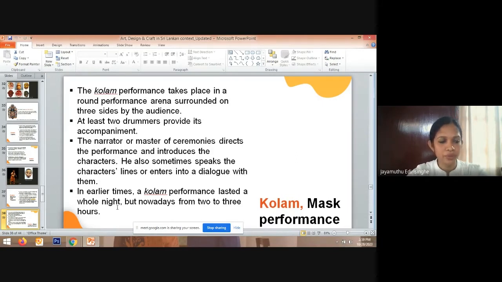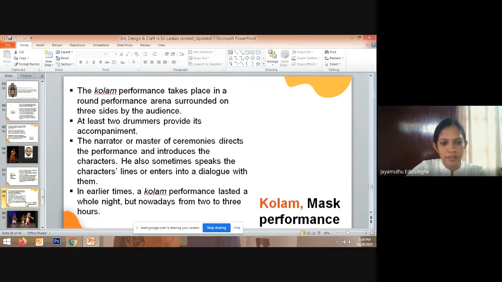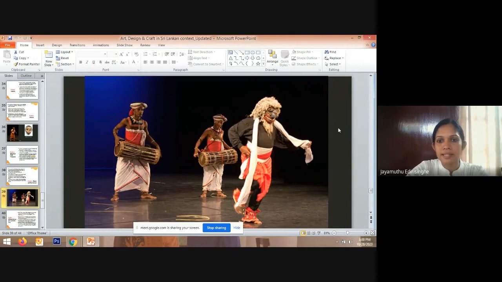Right, as I mentioned before, even these kolam dances were performed throughout the night in earlier times, but nowadays it is limited to just 2 or 3 hours because of today's hectic lifestyles. You can see this is one scene from a kolam dance. Even there were masks related to animals. Animal faces were also created in these kolam masks, and villagers were there as masks too in these kolam performances.